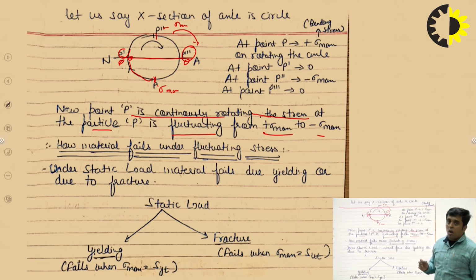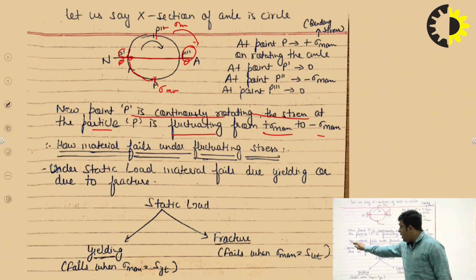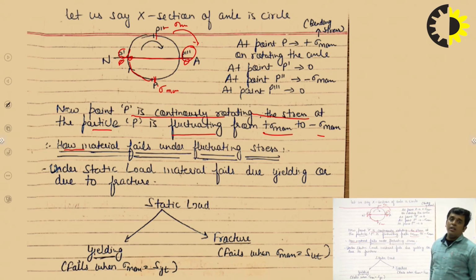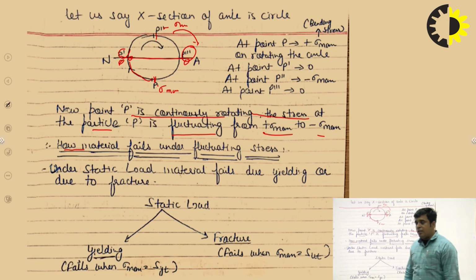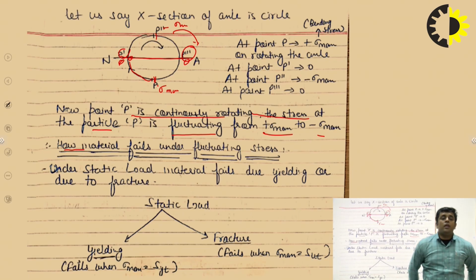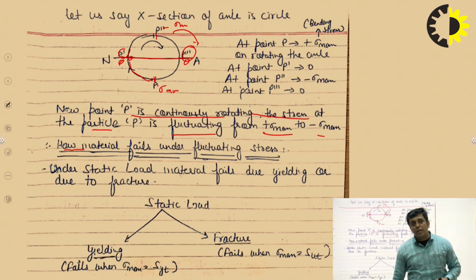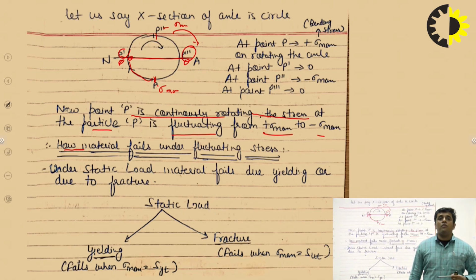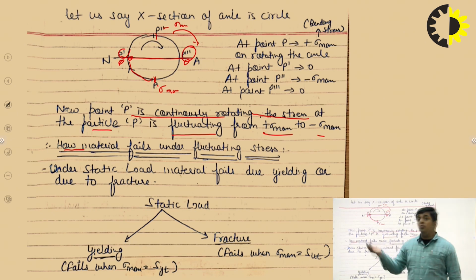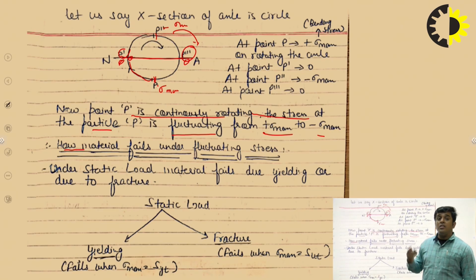Now, if we move further, what we are going to see is how a material fails under fluctuating stress, because we are discussing the topic named design against fluctuating load. If the design is against the fluctuating load, we must know how a material fails under fluctuating stress. But before that, let us see how a material fails in design against static load.